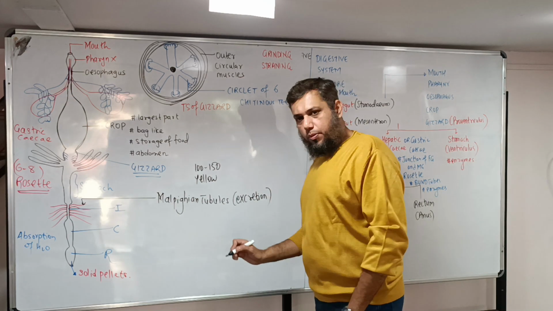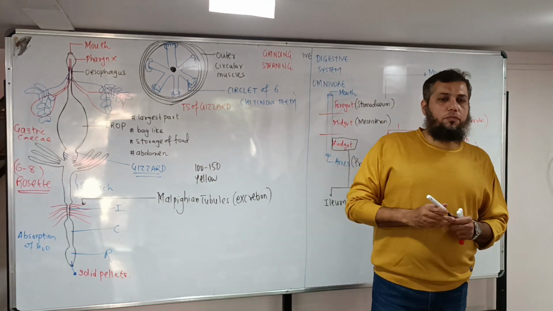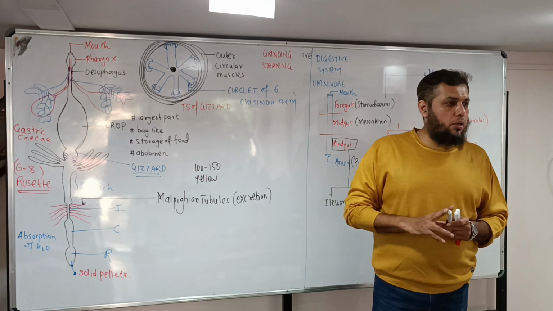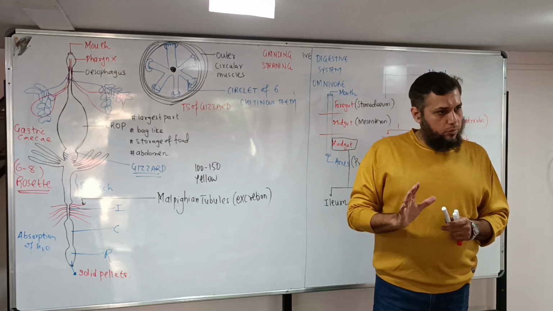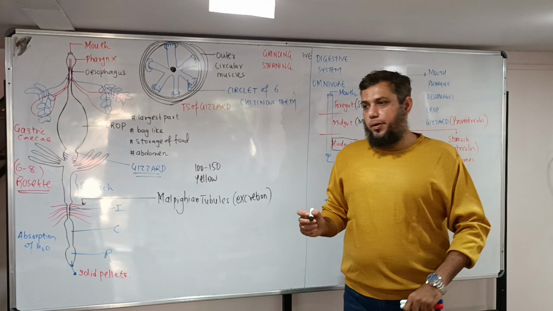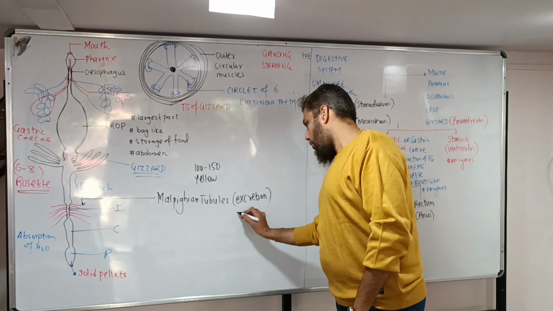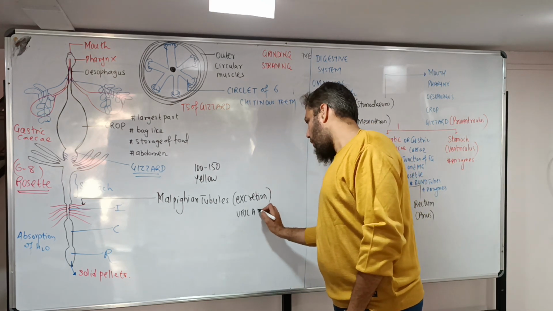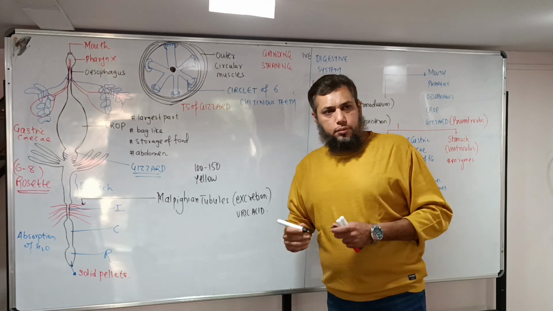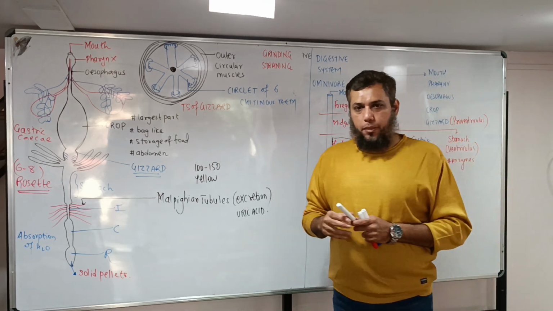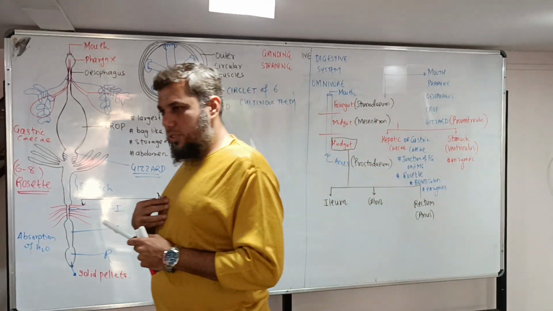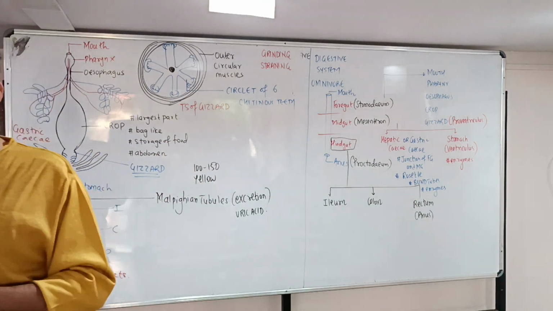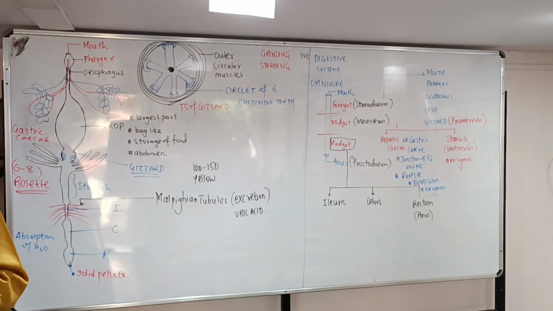You don't know what is excretion? Removal of metabolic waste, cellular waste. Okay? And they remove this metabolic waste in the form of uric acid. Like human beings, we remove our metabolic waste in the form of urea inside our urine.